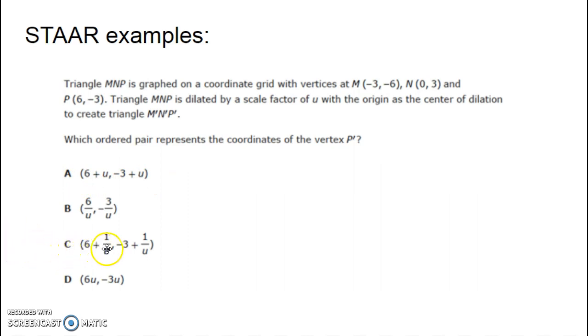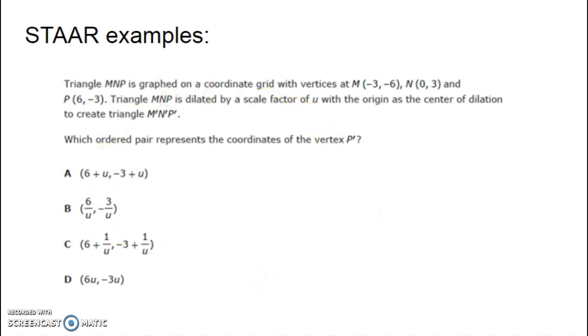C, they're adding them and they're doing some sort of division as well. 1 divided by the scale factor plus 6. That's not right either. The third one is B. They're dividing the vertices by the scale factor. What we learned and what the rule is to dilate a figure, you multiply the x and the y by the scale factor. In this case, it's u. So 6u would be your x, and negative 3u would be your y. So the correct answer is D.